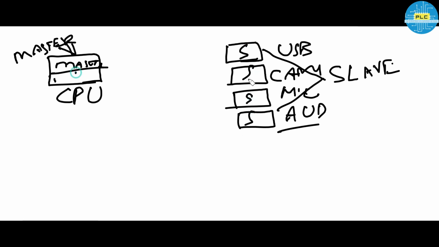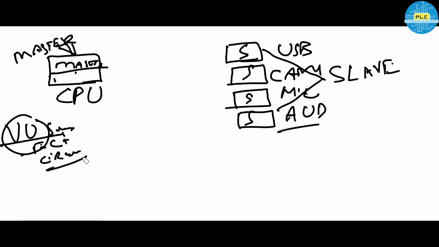How does this CPU communicate with these? Through the voltage? Definitely not. The voltage is only for supporting purposes, to enable the circuit. We use voltage only to activate the circuit. But the main thing is communication between the master and slave, master with the slave and slave with the master. There should be communication.